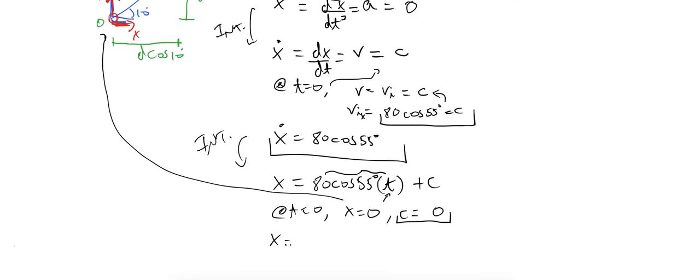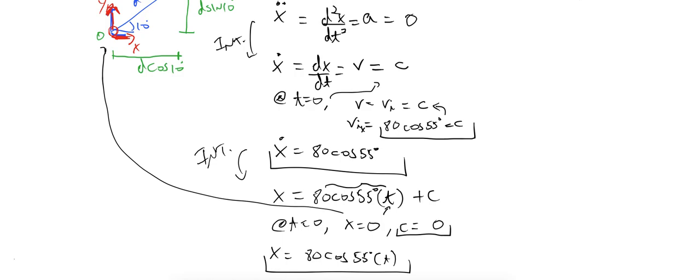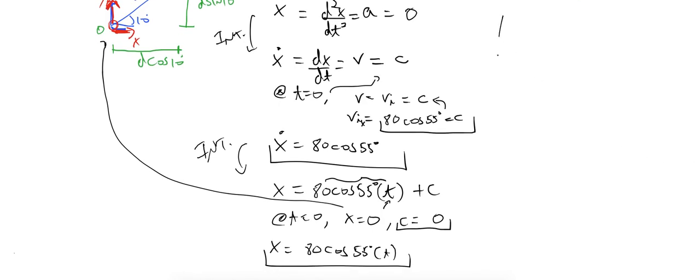So our general equation for everywhere, and when I say everywhere, I really mean it, for everywhere in that trajectory, the golf ball is going to be described by x equals 80 cosine 55 times t. That's in the x direction, right? Everything here that we did was for the x direction. So what about the y direction? The y direction is no different.